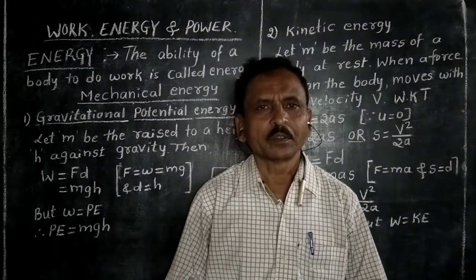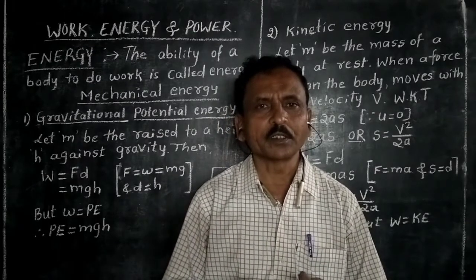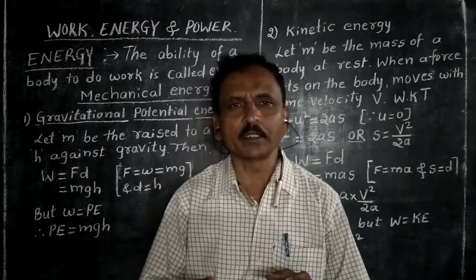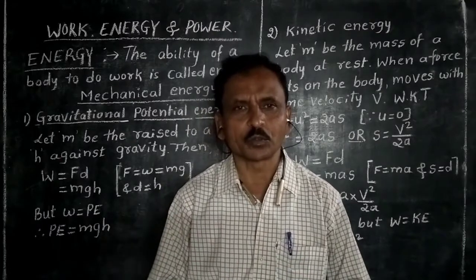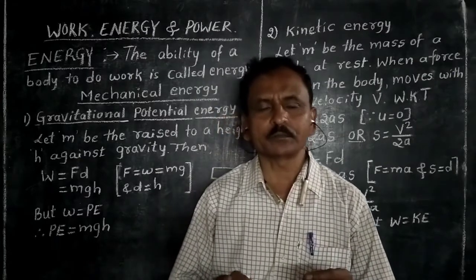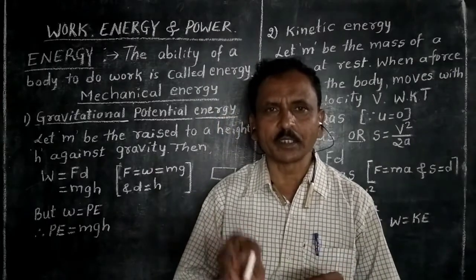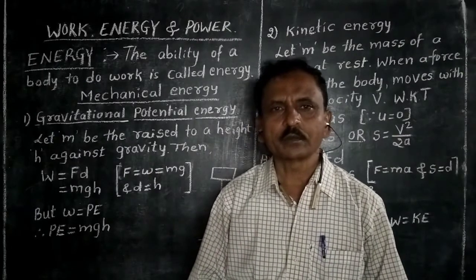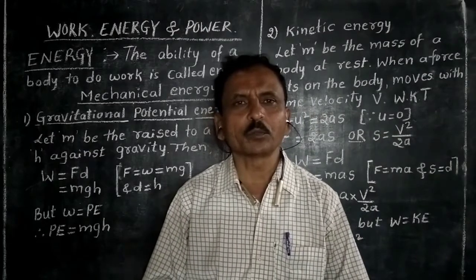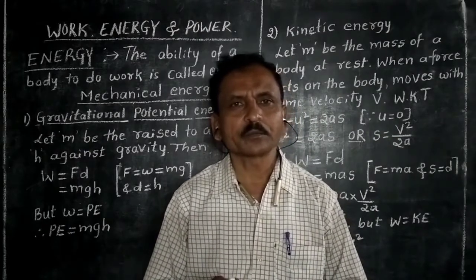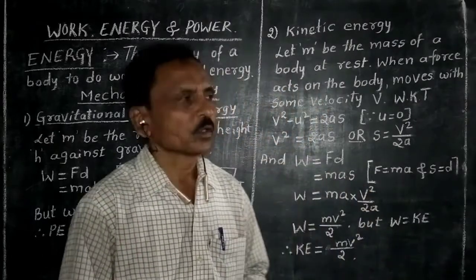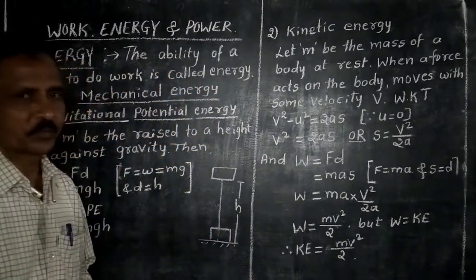The work may be positive, negative or zero depending on the angle between force and displacement. If the angle between force and displacement is acute, that means less than 90 degrees, work done is positive. Work done is zero if the angle is 90 degrees, and work done is negative if the angle is 180 degrees. And today we shall discuss energy.